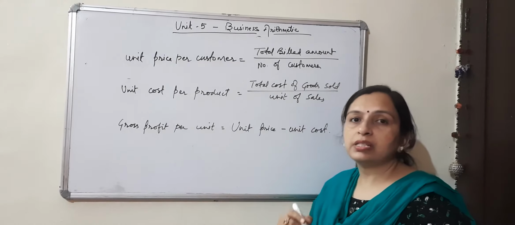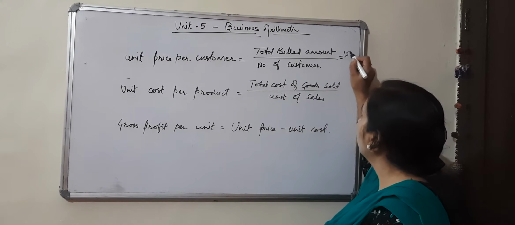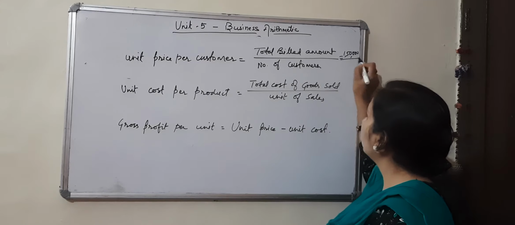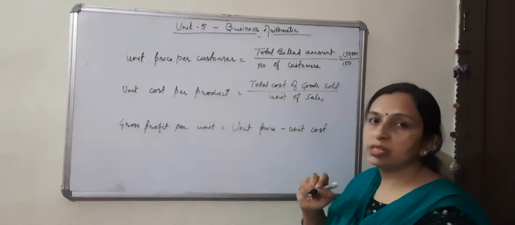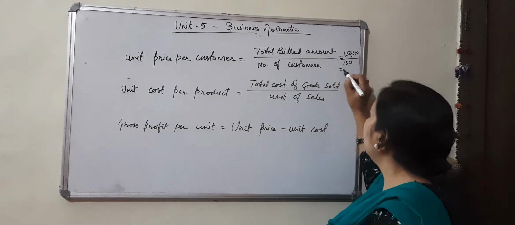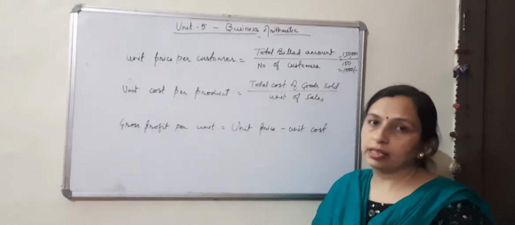Suppose in a Big Bazaar the total billed amount is 1,50,000 and the number of customers visiting Big Bazaar is suppose 150 customers in a particular day. Then your unit price per customer will be 1000 rupees. Like this we calculate.